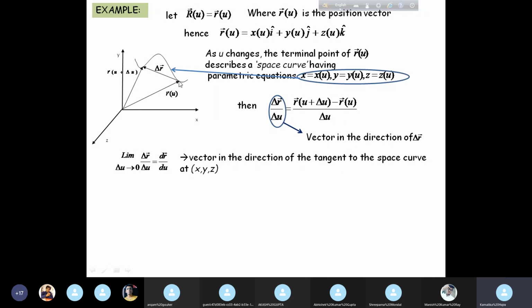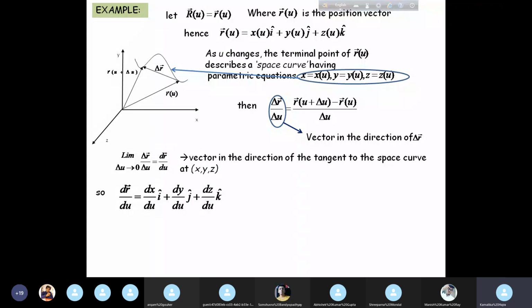So as delta r tends to 0, that is, delta u tends to 0, these two vectors will come closer and closer, and finally this delta r direction will be in the direction of the tangent to the space curve at the position x, y, z. So this is the significance of taking the derivative of the position vector. So dr du is equal to dx du i cap plus dy du j cap plus dz du k cap.